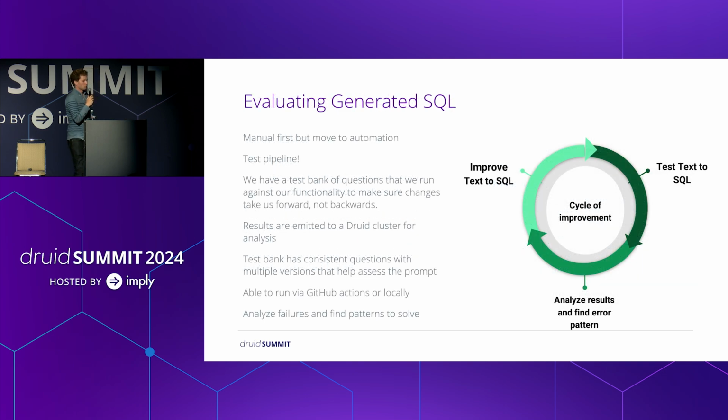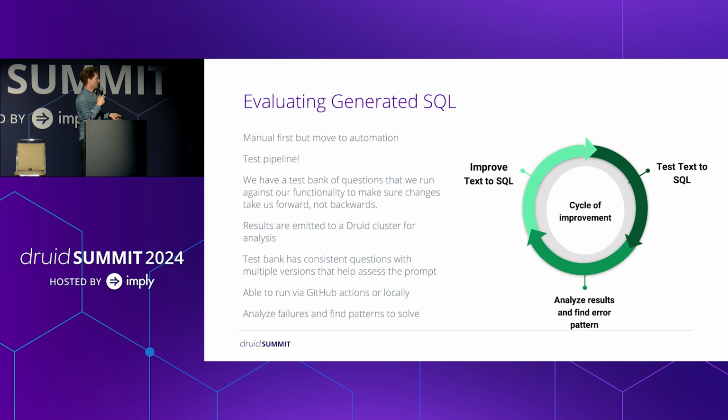Once you have the general prompt down, the idea next is to have a dev cycle. So you want to evaluate the generated SQL. We started out manually at first, but we moved to automation quickly because manually checking your generated SQL is very long, tedious, and not easy to do. So we built a test pipeline, and that test pipeline has a bank of questions that we run against our functionality to ensure that we move forwards and not backwards. Otherwise, you can have regressions and not understand where you made that initial error, considering running this test bank is not a quick unit test in and of itself.